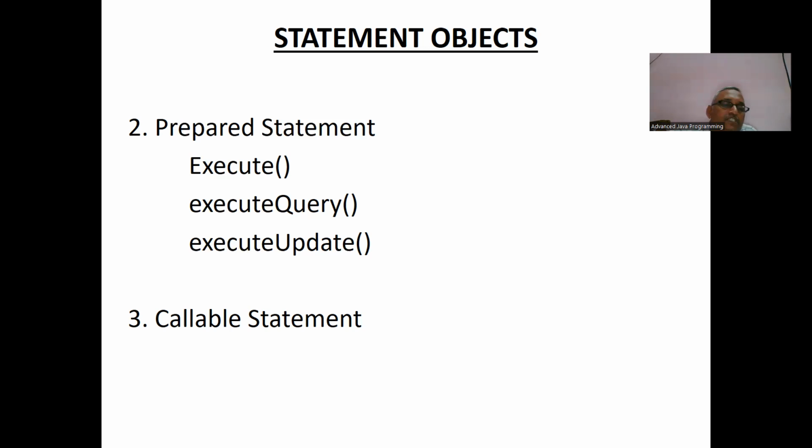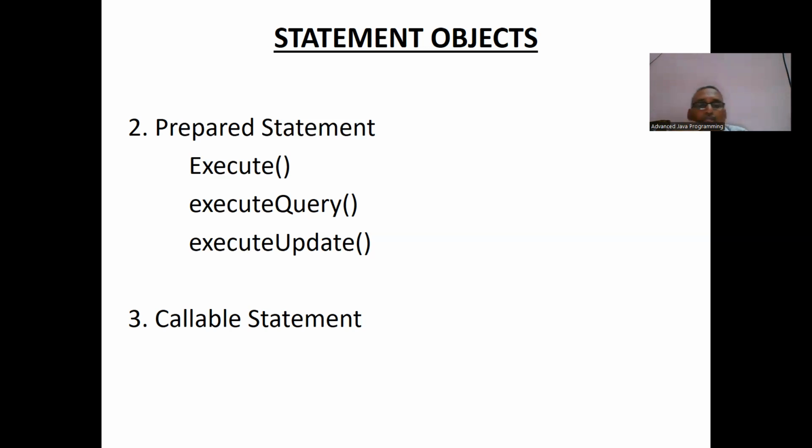Second, some prepared statements have executeQuery and executeUpdate. The execute method is basically used to execute the static SQL statement that is available in the prepared statement object, and it also returns a boolean value. The executeQuery method is used to return the result set from the current prepared statement that is available. The executeUpdate method returns the number of rows affected by the DML statement, like insert, delete, and more, that is available in the current prepared statement.